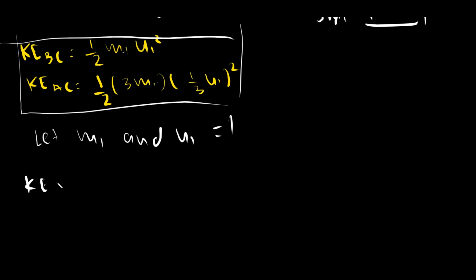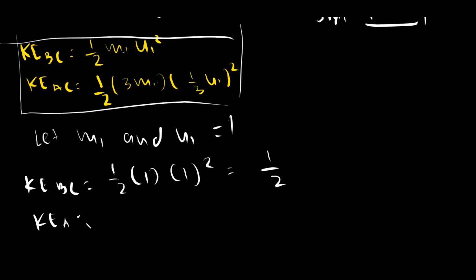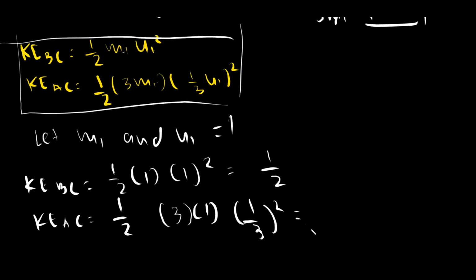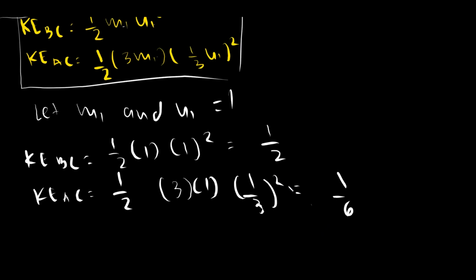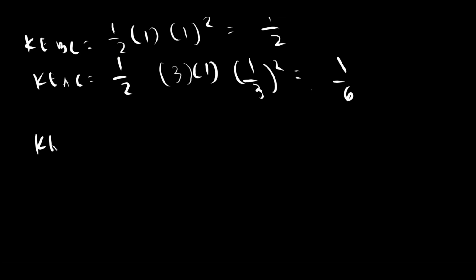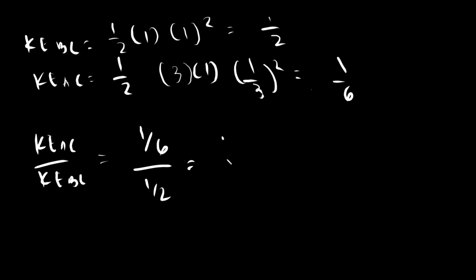Therefore, kinetic energy before collision is just 1/2 times 1 times 1 squared, which is 1/2. Kinetic energy after collision is 1/2 times 3 times 1/3 squared, which is 1/6. This is where the fraction comes from. To get the fraction, again divide KE after by KE before. That is 1/6 divided by 1/2, and you get 1/3.